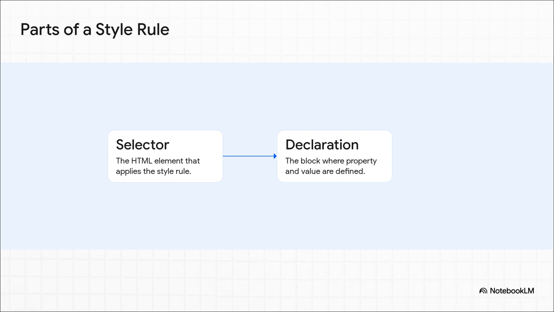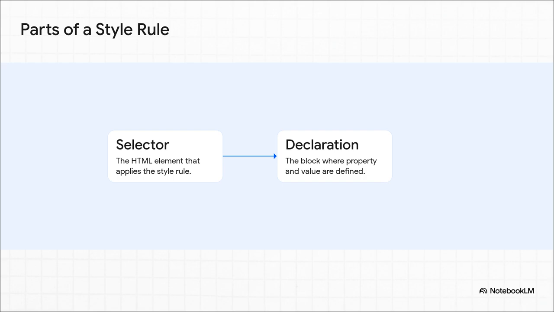Let's just break that down really quick. Every single rule has just two parts. First, you have the selector, which is the what. It's the part that points to the HTML element you want to mess with. And second, you have the declaration, which is the how. It holds the property you want to change, like color, and the value you want to give it. So just remember what to style and how to style it.